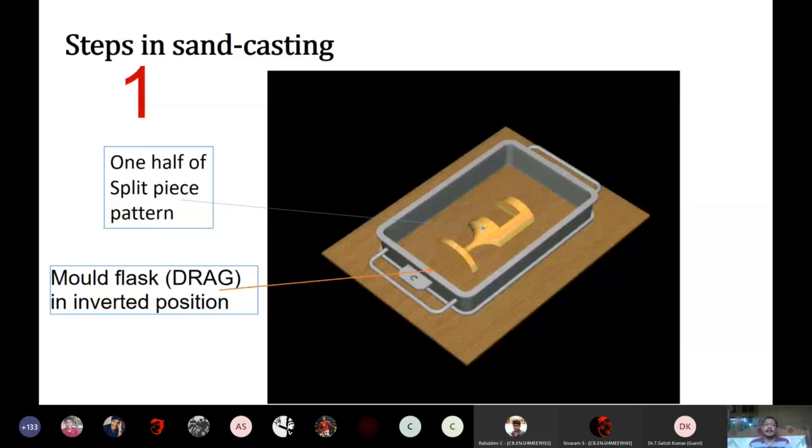So I'll just give you a glimpse of the steps in the sand casting process. Initially you can see this is step 1 in the sand casting. This is my drag box. So the inverted drag box I kept on a neat wooden table. This is my pattern. You can see the pattern has a flat end which is supporting on my board in this area. This is a split pattern, so I kept it like this. This flask is normally in the inverted position, so the drag is initially kept in the inverted position.